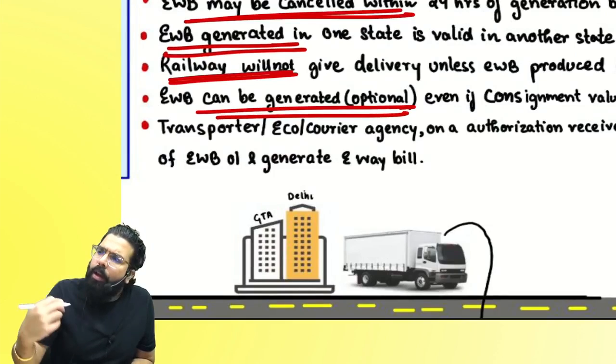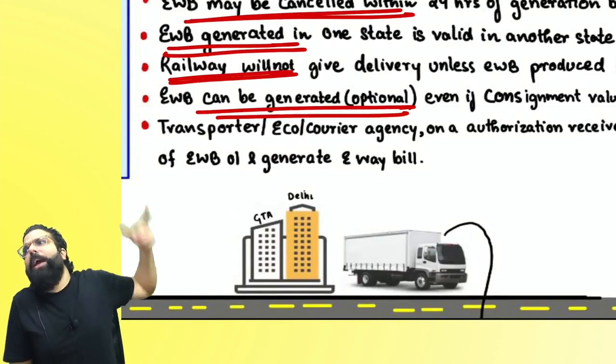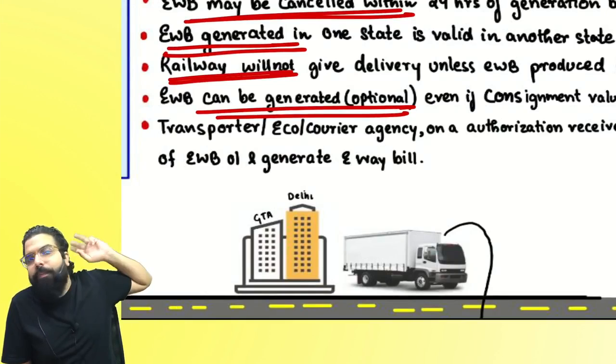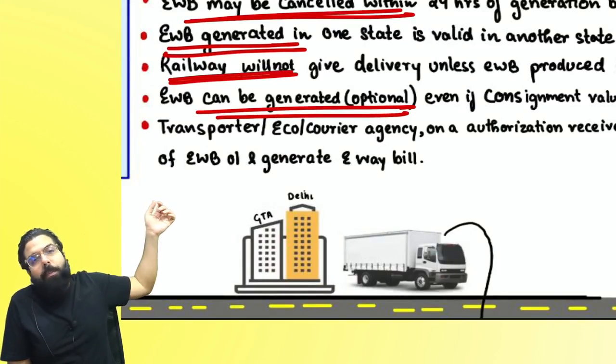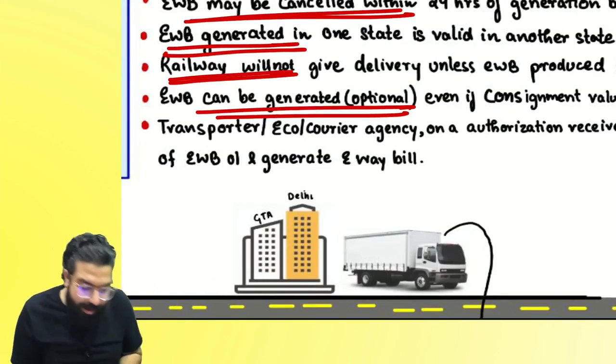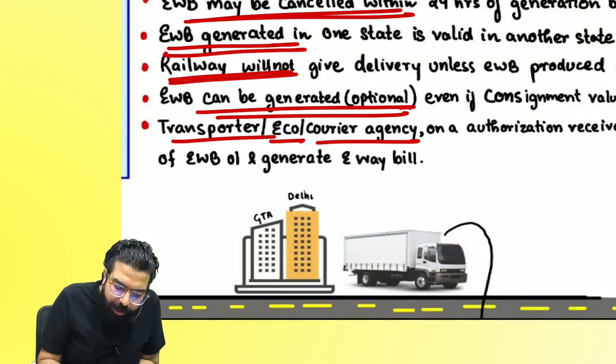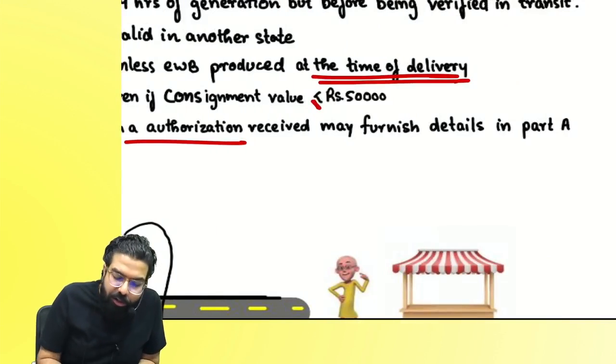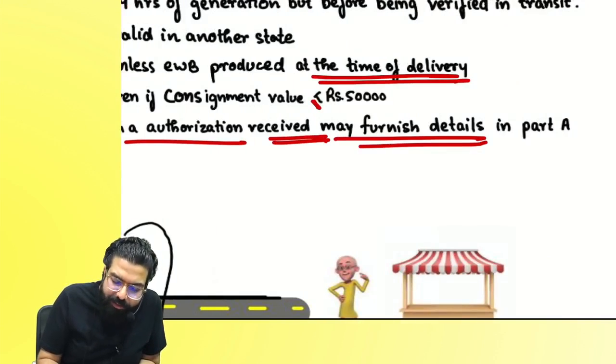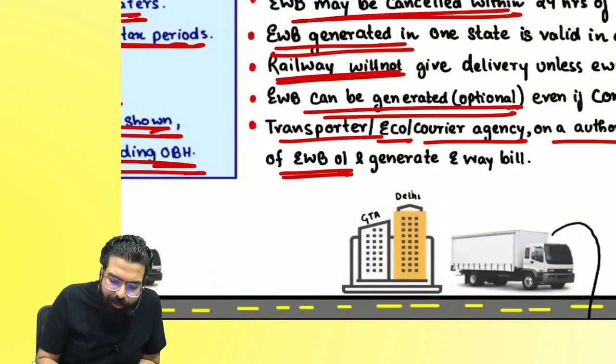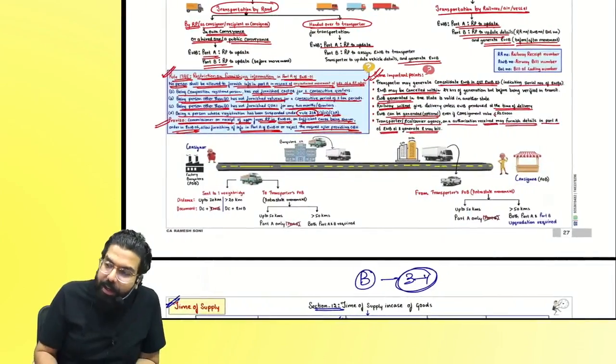Sir, can my courier agency, my transporter, or my e-commerce operator generate the e-way bill on my behalf? Yes. The transporter, e-commerce operator, or courier agency, on an authorization receipt, may furnish details in Part A of EW01 and generate the e-way bill.